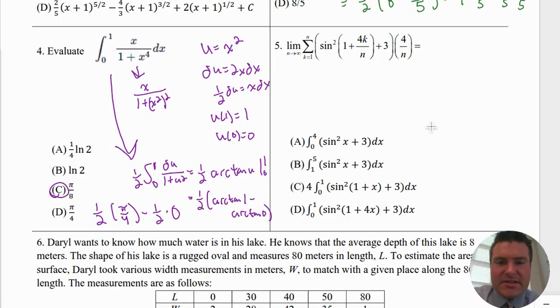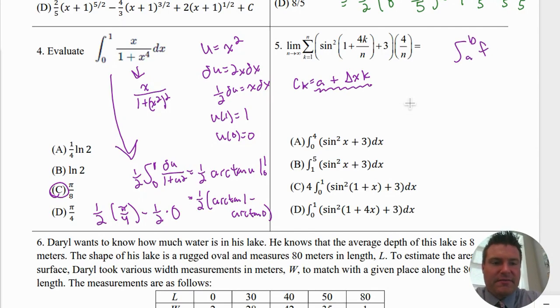I call these scary Riemann sums. It's really important to know these formulas. So for this one right here, I do know that my c sub k is always going to be a plus delta x times k. So I want to look for this whenever I'm trying to transform. And this is actually going to give you my integral from a to b of f of x dx.